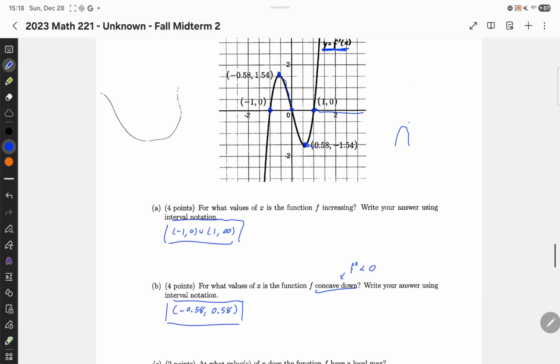And then the last one we have to check, we have a negative derivative coming in and a positive derivative coming out.